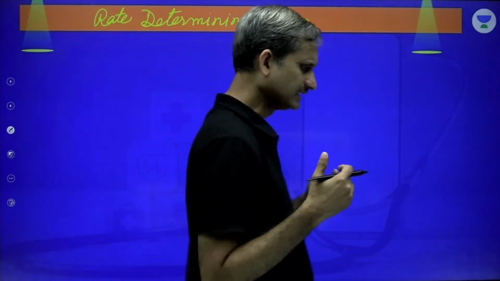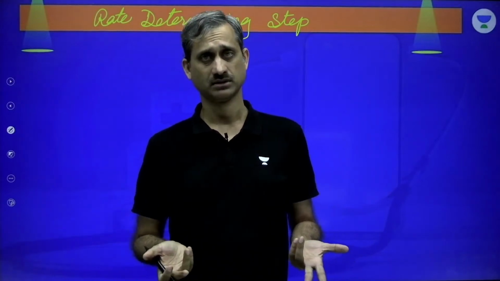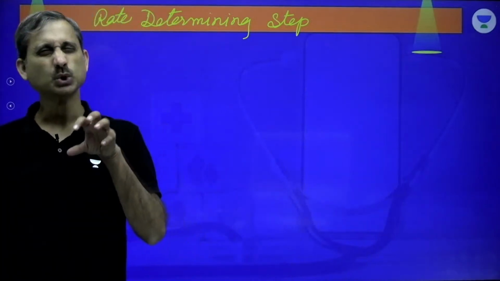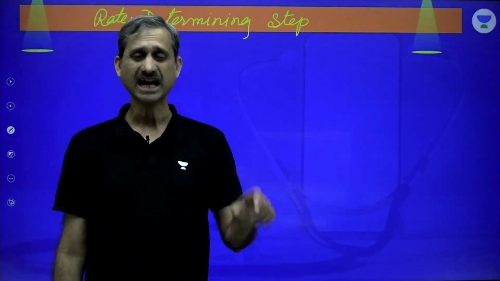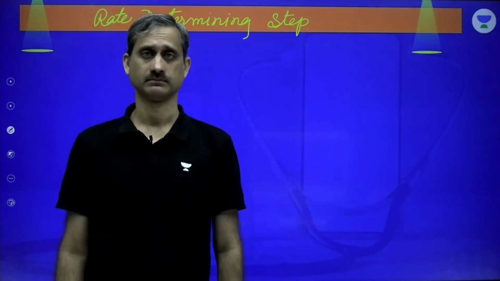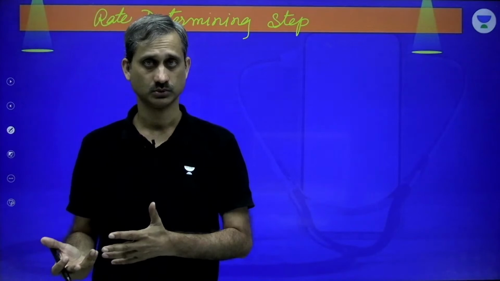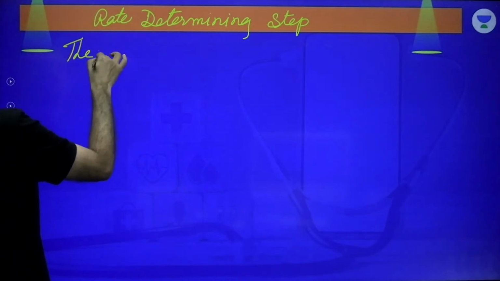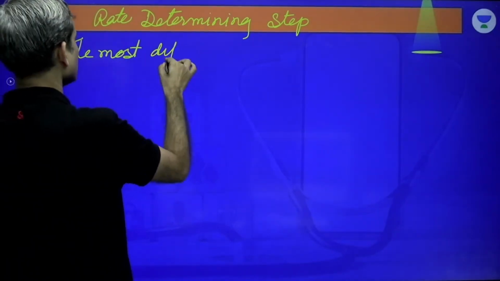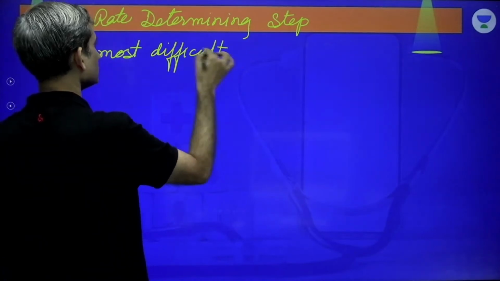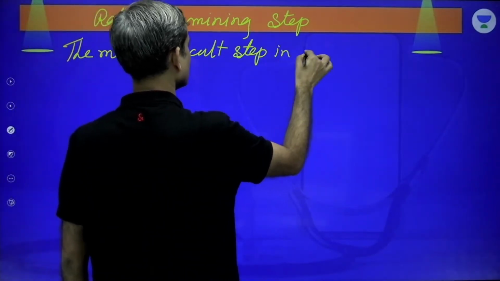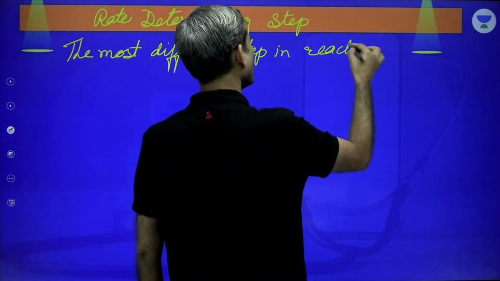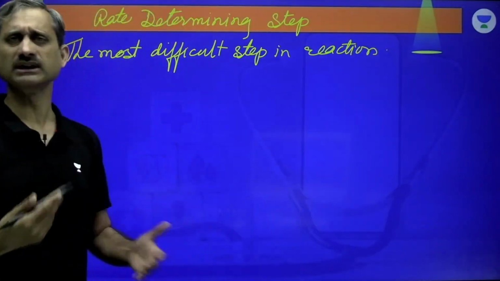Many a time students feel that the rate determining step is the slowest step, but I disagree with that. Again, there will be an exception, so I just don't want those exceptions to take place. The rate determining step is not the slowest step per se. It is actually the most difficult step. Difficult doesn't mean slow. But then why do all the books call it a slow step?